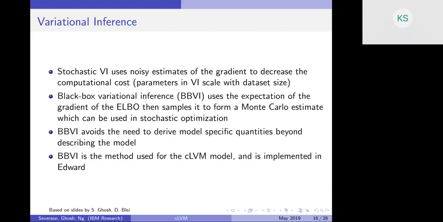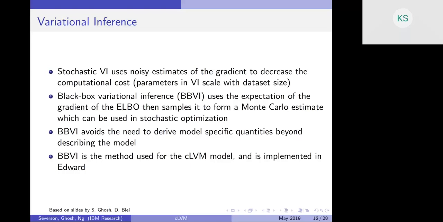There are several different types of variational inference. I'm not going to go through all of them today, but just to give some examples, we can consider stochastic variational inference, which uses subsets of the data to get noisy estimates of the gradient. This can be important because the parameters of our variational inference scale with the data set size. We might also use black box variational inference, which uses an expectation of the gradient of the ELBO, then samples from it.